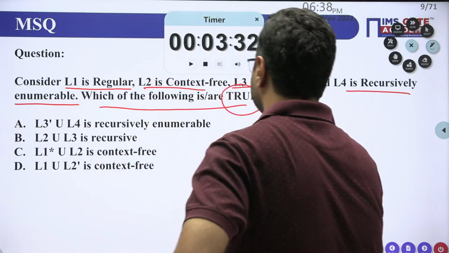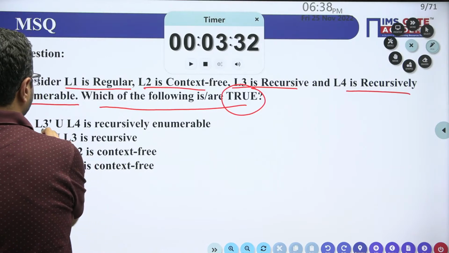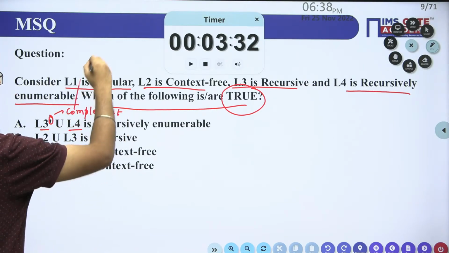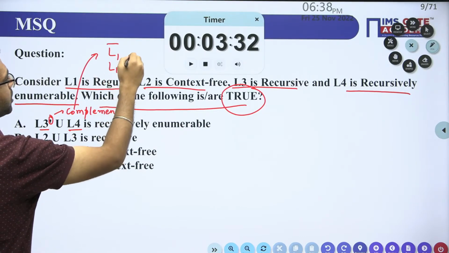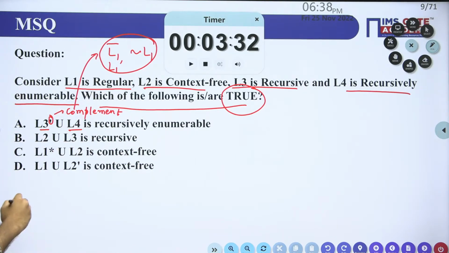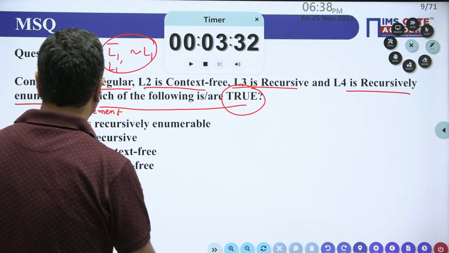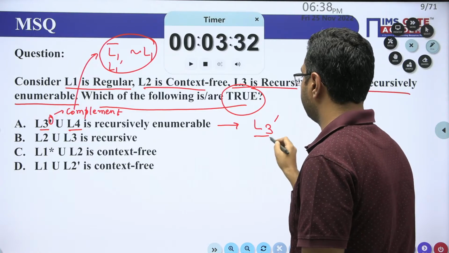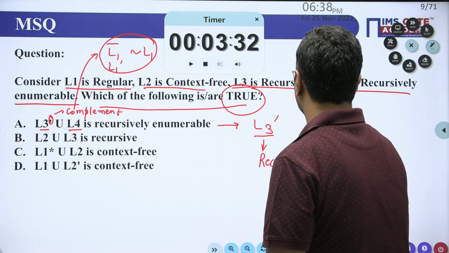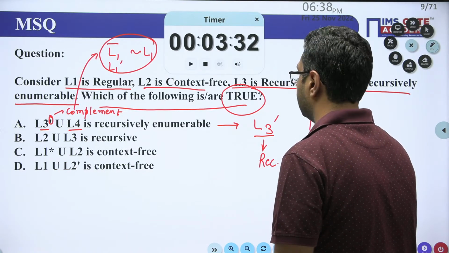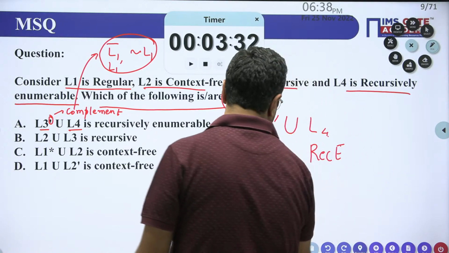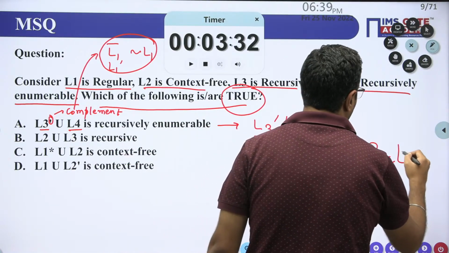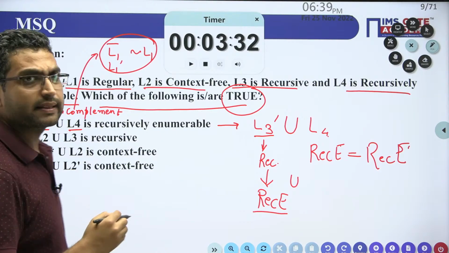So which of the following is or are true? Let's see, L3 bar union L4. This is complement. Complement is represented in various ways: either we can represent it by a bar, or by a dash, or by a negation operation. All these are complements only. So L3 bar union L4 is recursively enumerable. Let's check that. L3 is a recursive language. We know recursive languages are closed under complement, so L3 bar is also recursive. Now L4 is recursively enumerable. Now there is a union. Every recursive language will go one class above, so it is recursively enumerable. Recursively enumerable union recursively enumerable is again recursively enumerable. Therefore option A is correct.